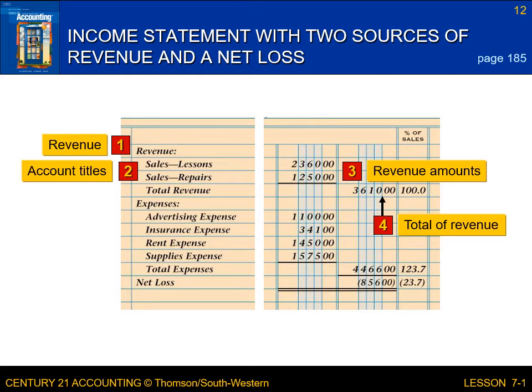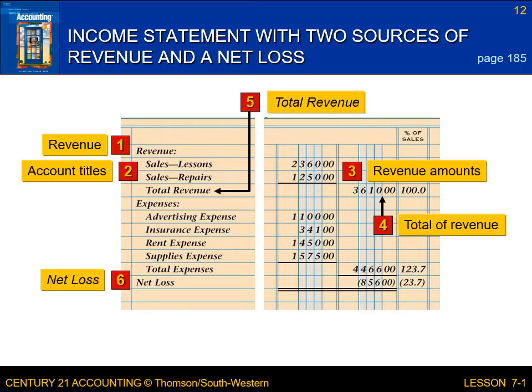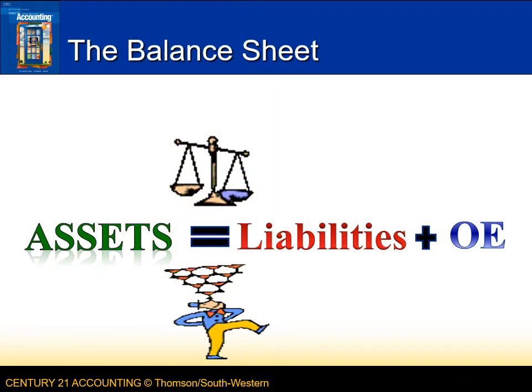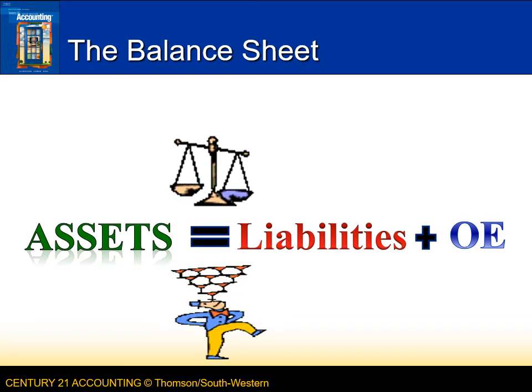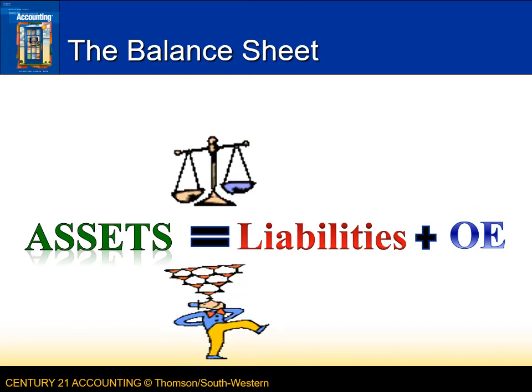We also have our revenue amounts, and then we also have our total revenue. In addition, we've got our expenses, all of our expenses. And so, now, that is how to complete our income statement.